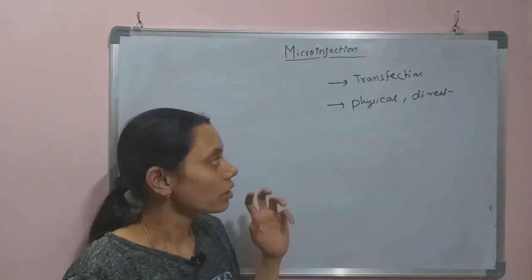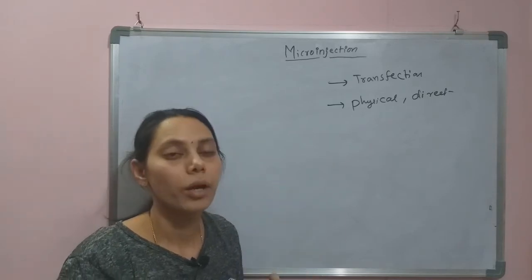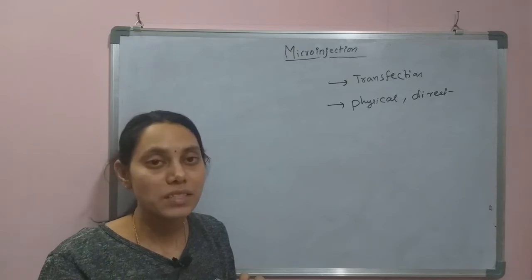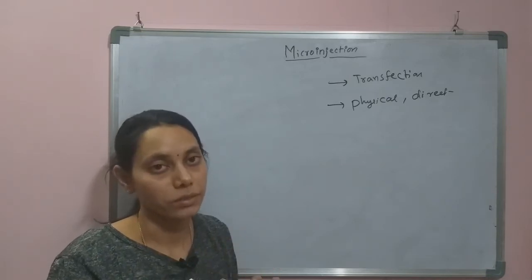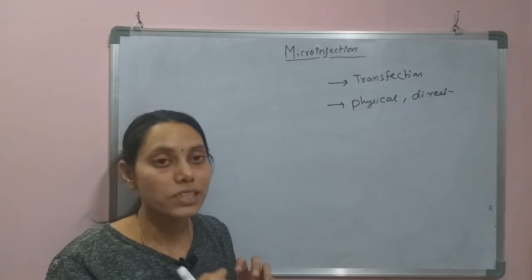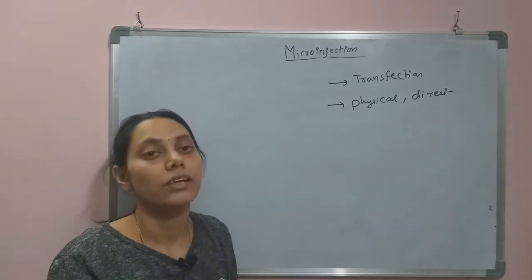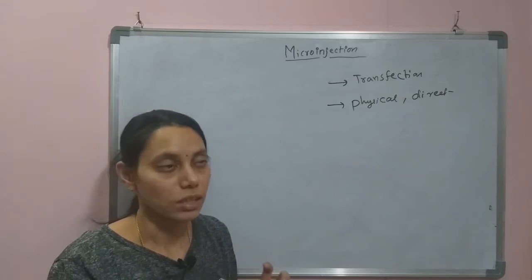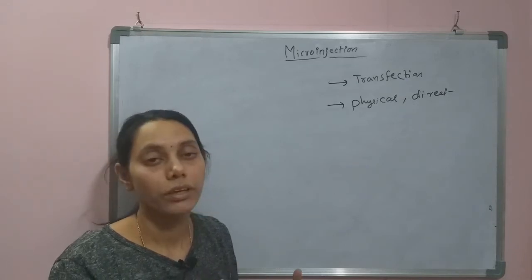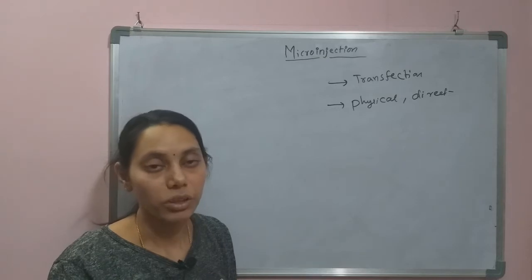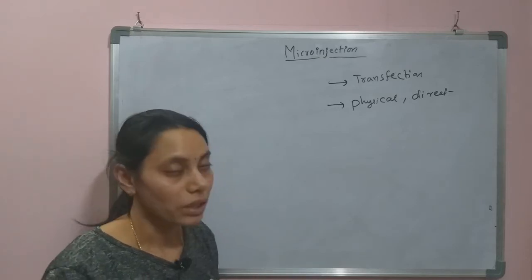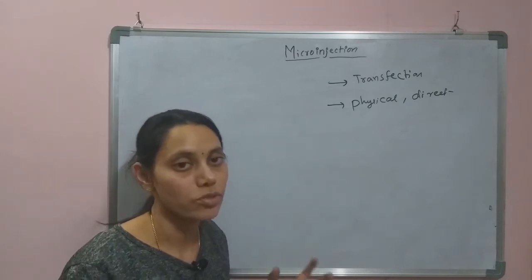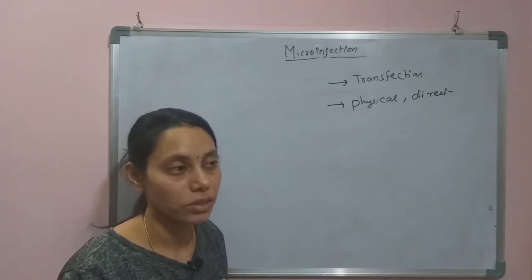This is carried out by employing very small, tiny injections, and it is basically a microsurgical procedure to introduce the DNA directly inside the host cell, so that it will eventually develop into a transgenic animal or plant. There are many applications for this method. The major application is to produce transgenic animals or plants.